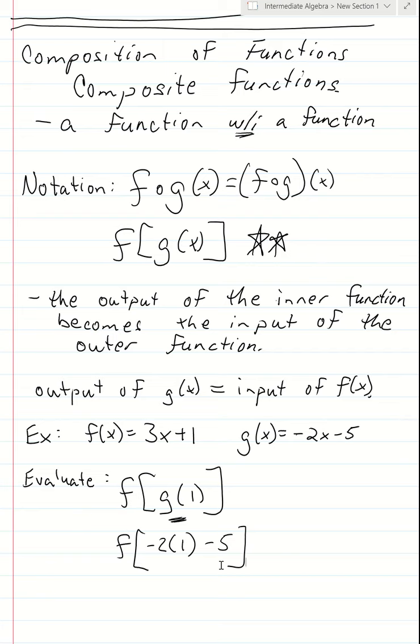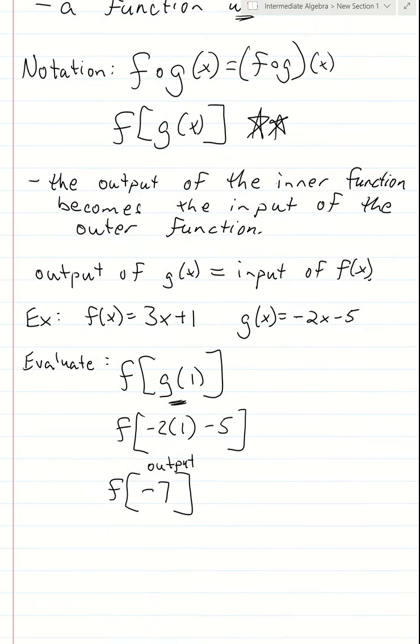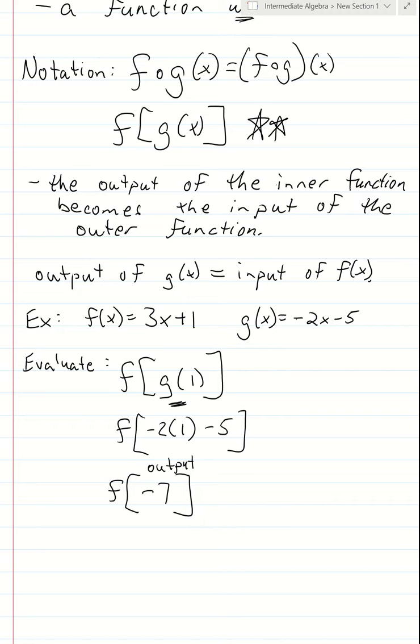And we now want to simplify this. And if we do so, negative 2 times 1 would give us a negative 2, minus 5 would give us a negative 7. So that negative 7 is the output when we put in the input of 1. So that was the output of the function g.